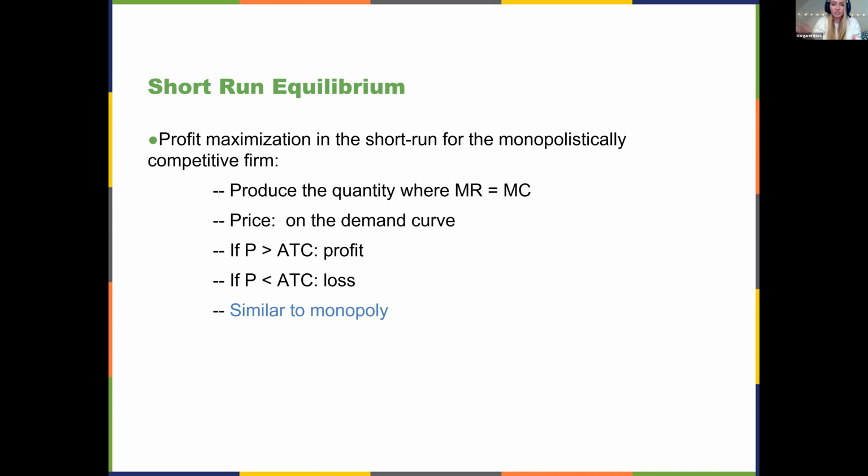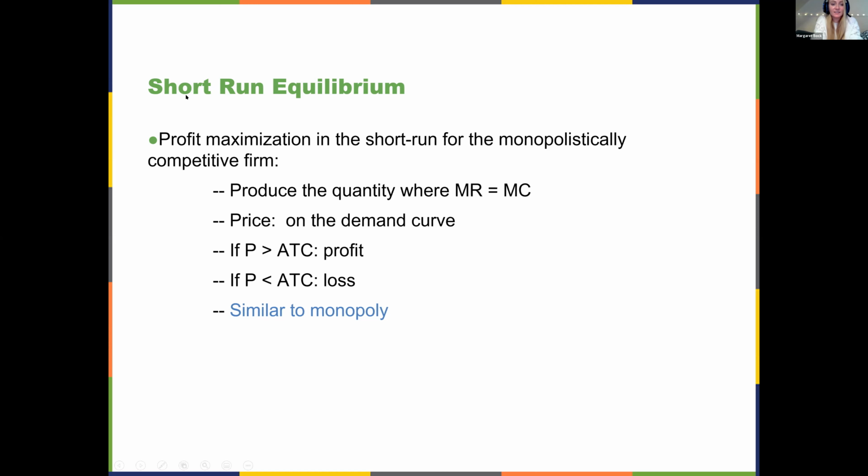But in the long term and over time, these differentiated barriers between these companies fall away, and perfect competition or close to perfect competition can exist between these firms, which is why in the long term, the profits that these companies make fall to zero.